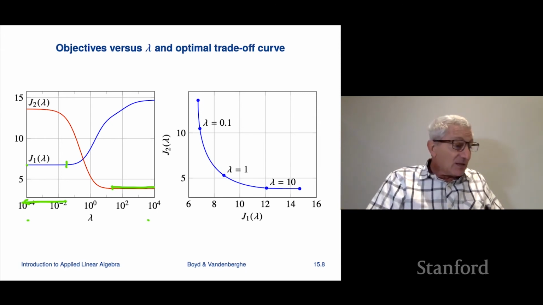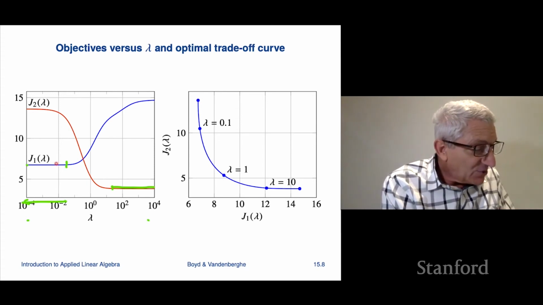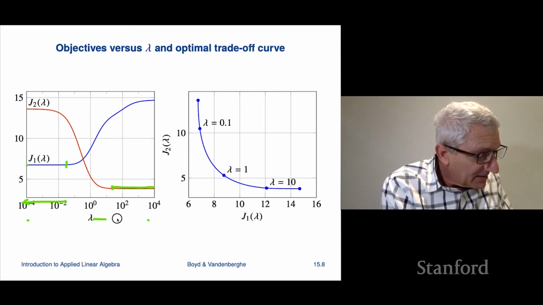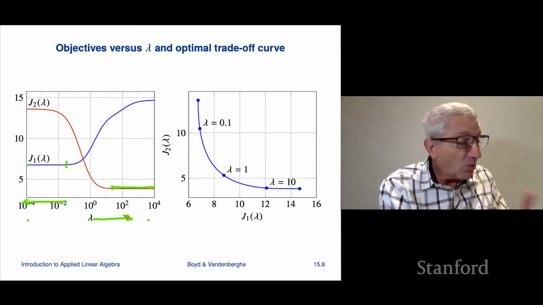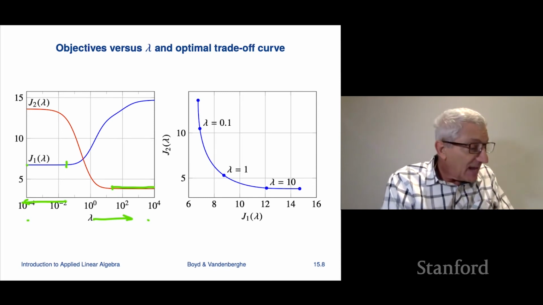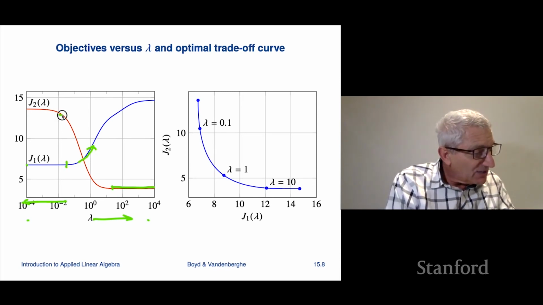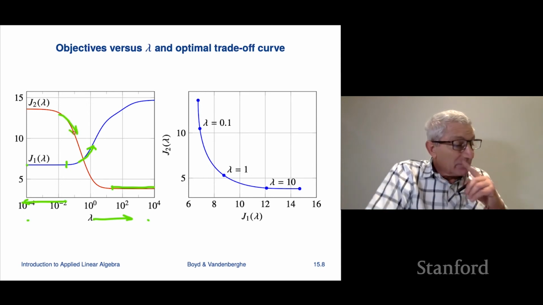Okay, so that's that. What's interesting is you can see that in the middle, you get weird stuff. As you move lambda out this way, you're caring more and more about J2 compared to J1. And so what happens is you start doing worse on J1, but you're doing better on J2. It's going down like that.